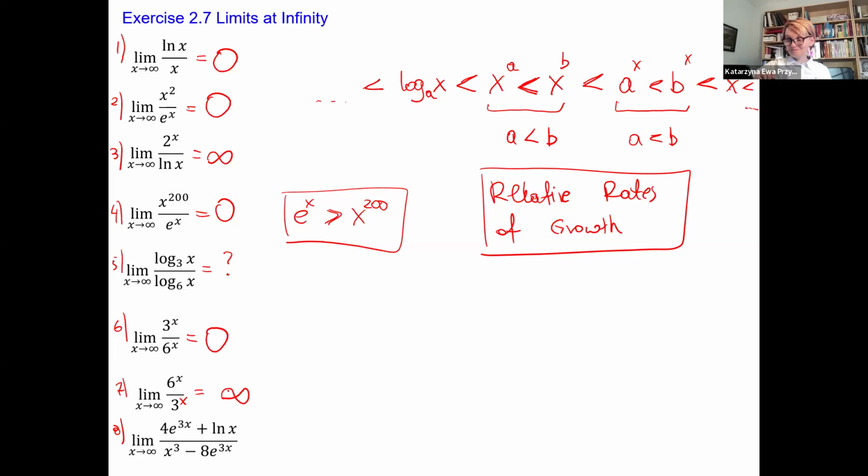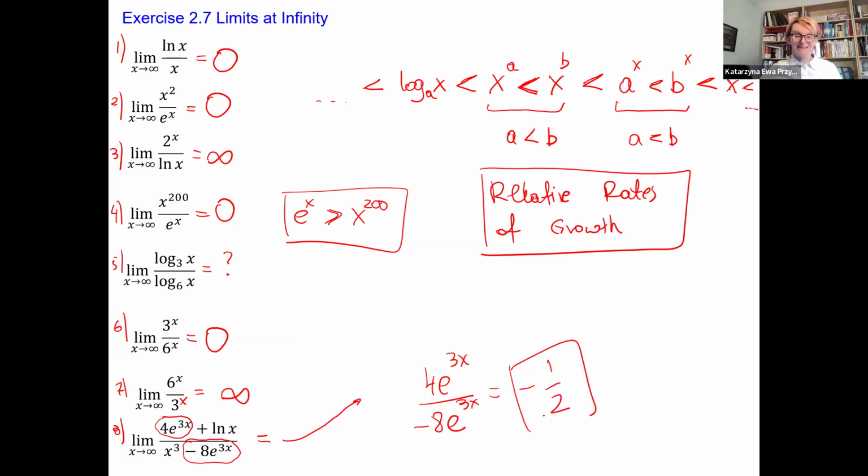And what about number 8? Number 8 is interesting. Let's find the fastest one. Now I can list anything and you will just pick the fastest. And what is the final answer? Nice exam type question. Let's look at the 4 e to the 3x and negative 8 e to the 3x, the same leading function. That's the fastest based on the relative rates. Yes, we will just take the ratio of the leading coefficients, 4 over negative 8, negative half. Of course, nice exam type question.